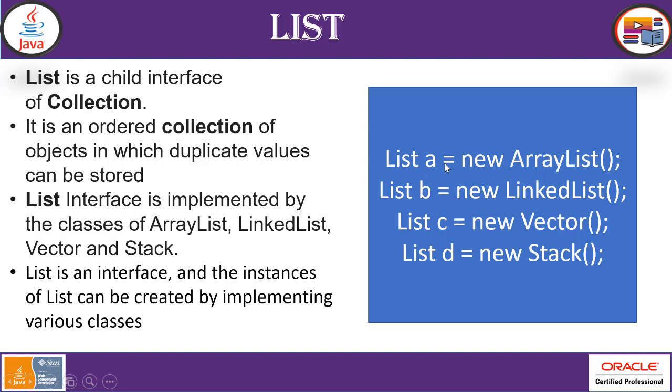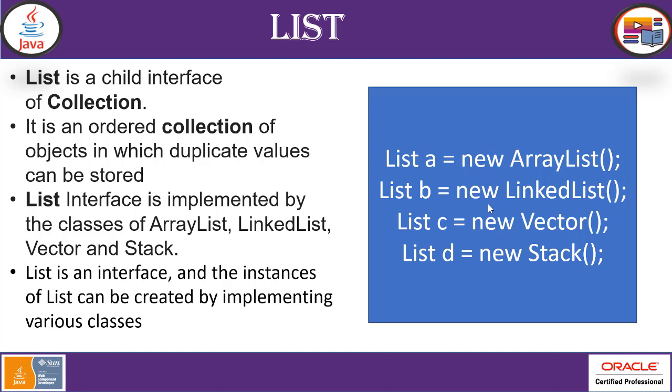List A equals new ArrayList, then list B equals new LinkedList, your other subclass name constructor. So this is how we can mention list C equals new Vector, and list D equals new Stack constructor. We will see these classes and their constructor functionality one by one in detail. But for now, all we need to understand is that these are types of list, and the classes we are going to discuss next are nothing but implementations of this interface.